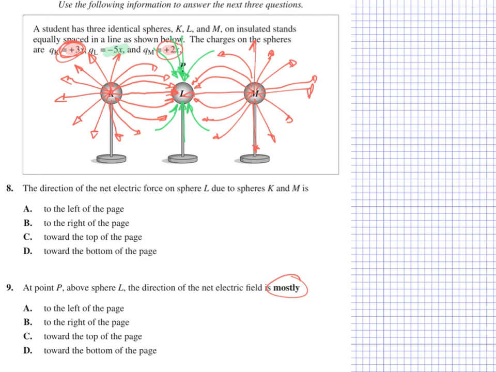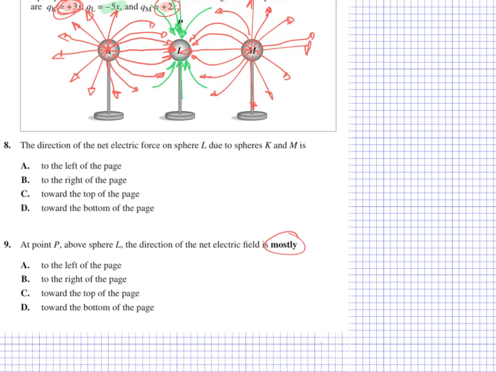So hopefully you can see at point P, these field lines are going mostly down. Okay, and that's really important for our answer. So mostly down means that we can hopefully get our answer. It's going to be D, towards the bottom of the page.